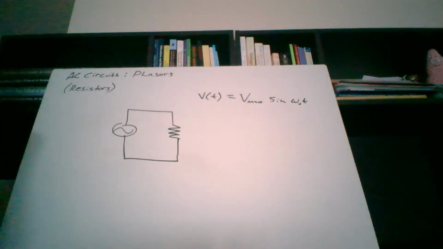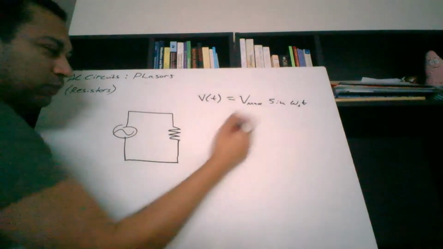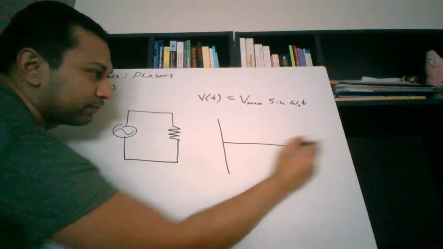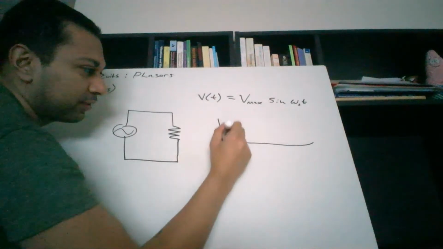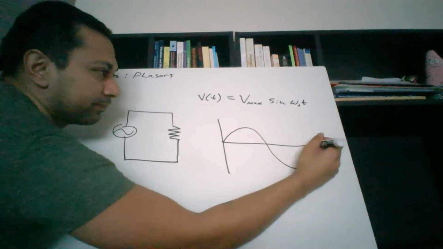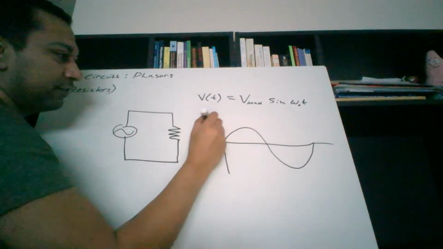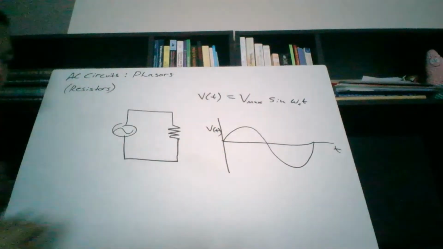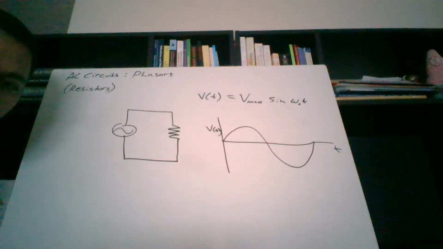Okay? And so what would this function look like if we graphed it? Well, it's a sinusoidal graph, so it's going to start at 0, go like that, and come back. So this is the voltage as a function of time. All that makes sense so far, I hope.